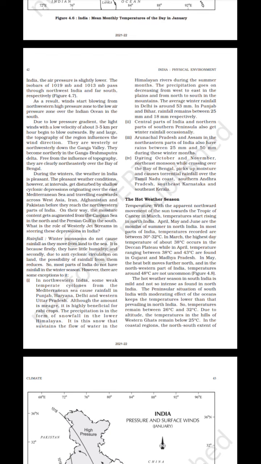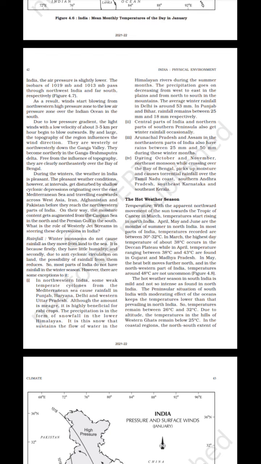In northwestern India, some weak temperate cyclones from the Mediterranean Sea cause rainfall in Punjab, Haryana, Delhi, and western Uttar Pradesh. Although the amount is meager, it is highly beneficial for rabi crops. The precipitation is in the form of snowfall in the lower Himalayas. It is the snow that sustains the flow of water in the Himalayan rivers during the summer months. The precipitation goes on decreasing from west to east in the plains and from north to south in the mountains.